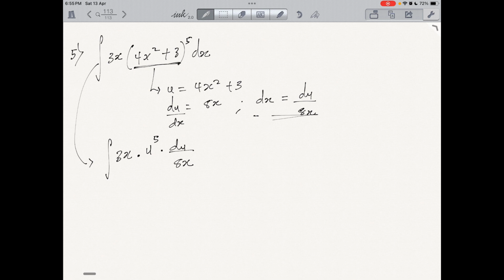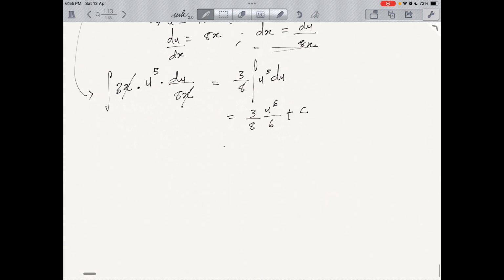Now with that done, we can say that this x and this x will nullify each other, and we'll be left with 3 over 8 integral of u raised to the power 5 du. And this will give us 3 over 8 multiplied by u raised to the power 6 over 6 plus c. Simplifying further, we have 1 over 16 u raised to the power 6 plus c.